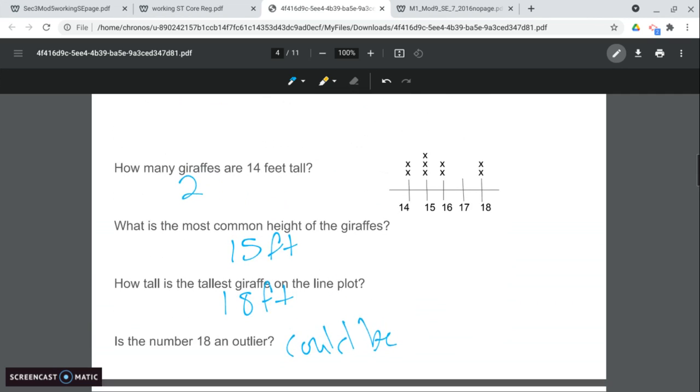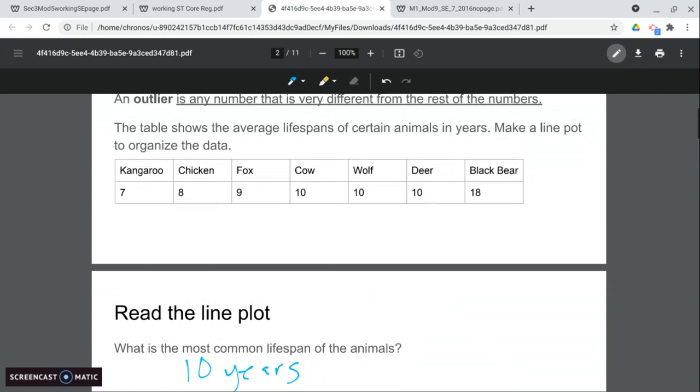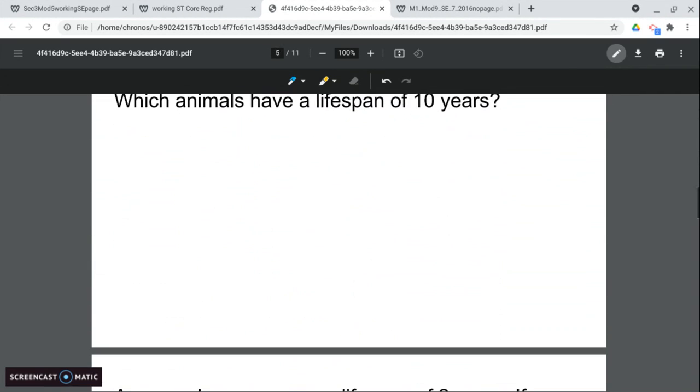So which animals had a lifespan of 10 years? Going back, we had the cow, wolf, and the deer. So cow, wolf, deer.